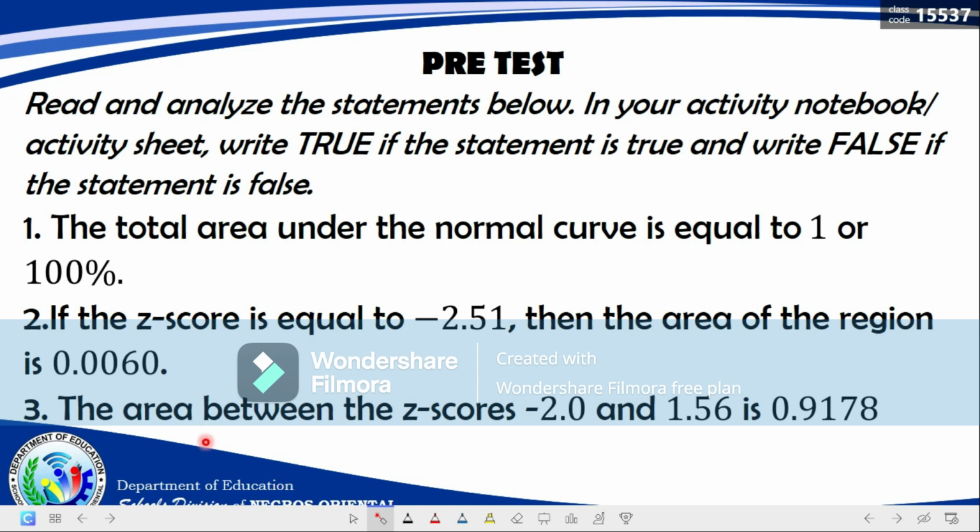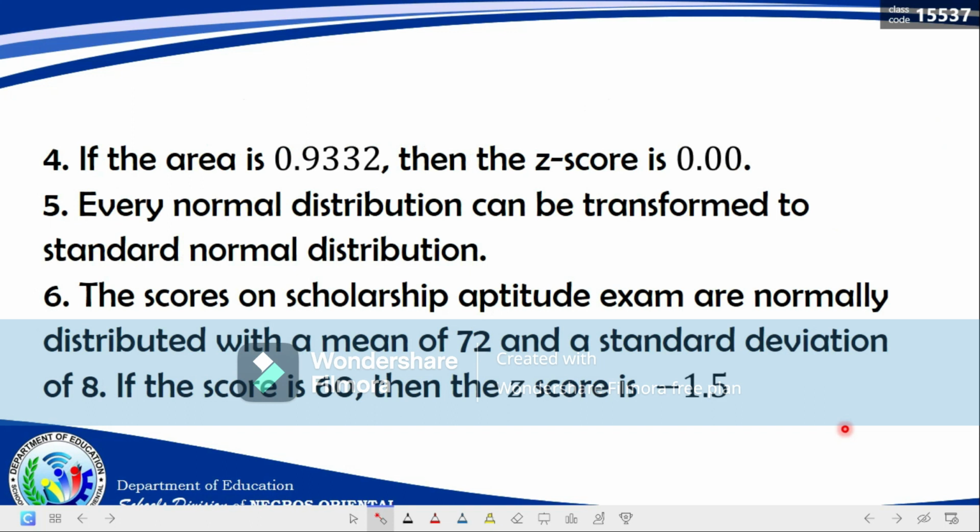Number 3. The area between the z-scores negative 2.0 and 1.56 is 0.9178. Number 4. If the area is 0.9332, then the z-score is 0.00. Number 5. Every normal distribution can be transformed to standard normal distribution. Number 6. The scores on a scholarship aptitude exam are normally distributed with a mean of 72 and a standard deviation of 8. If the score is 60, then the z-score is negative 1.5.